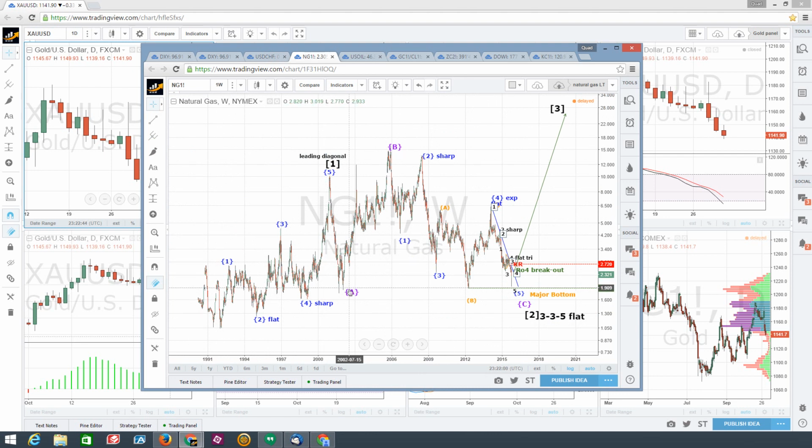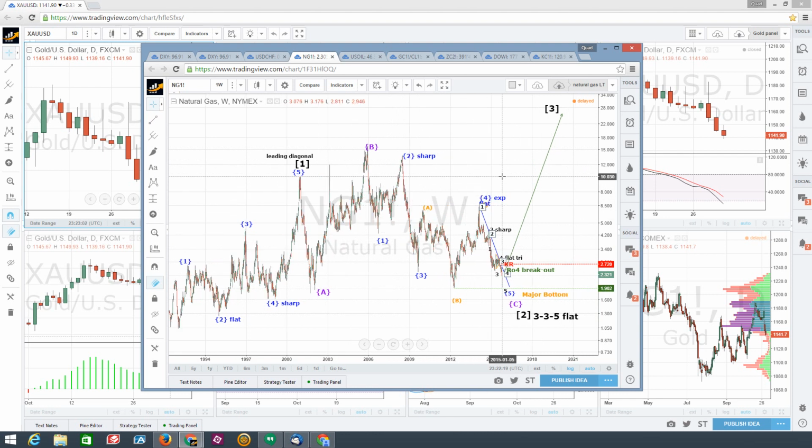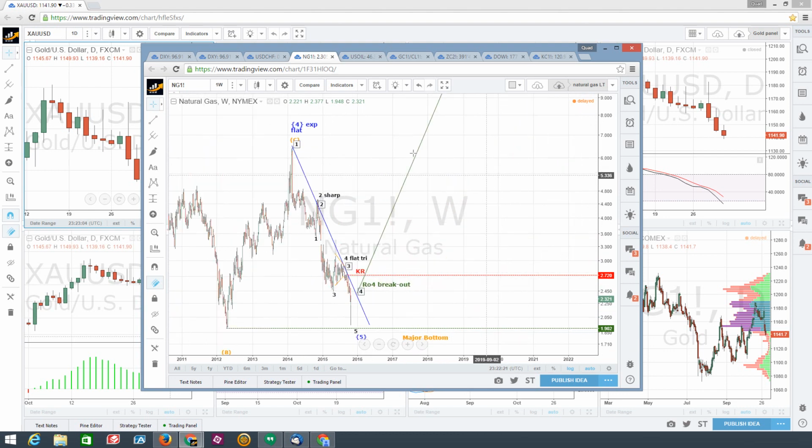And then from that top, we've got wave A complete, B, and now we're working on wave C to the downside for a 3-3-5 flat. We've got wave C, we've got wave 1, 2 complete, wave 3. We've got an A, B, C for a flat, wave 4 complete, an expanding flat.